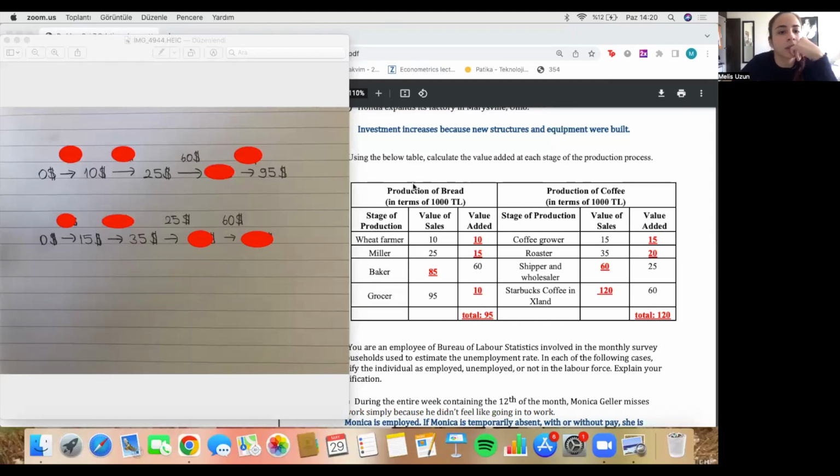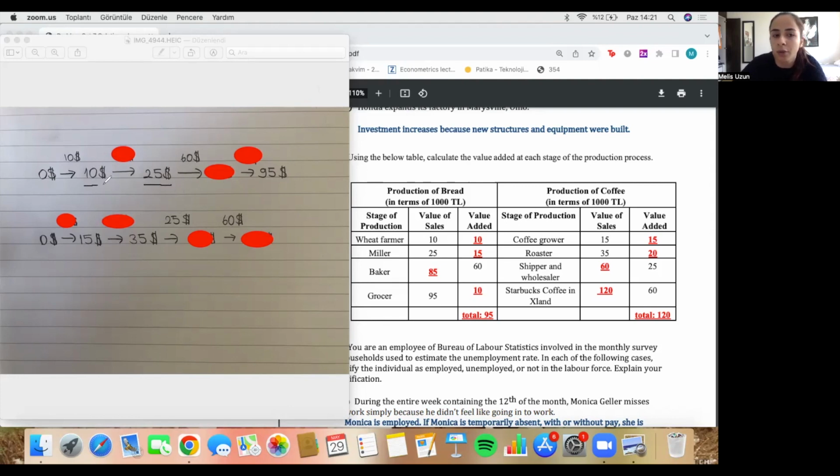For the third question, I wrote something like this to make it more clear for you guys. I know there are answers in here, but let you see. A wheat farmer is the first guy. He produced something and sells it for 10 TL. Before him or her, it was 0. So he sells it for $10. To find value added, you subtract 0 from 10, so value added is $10.